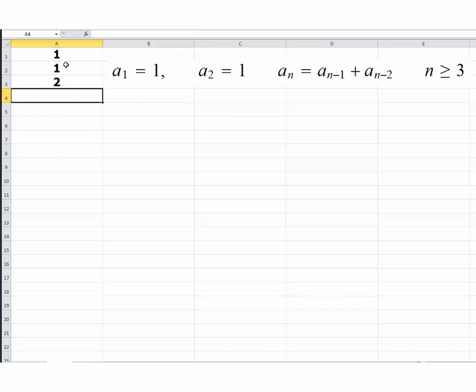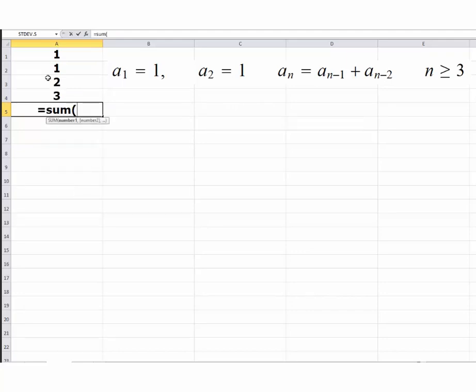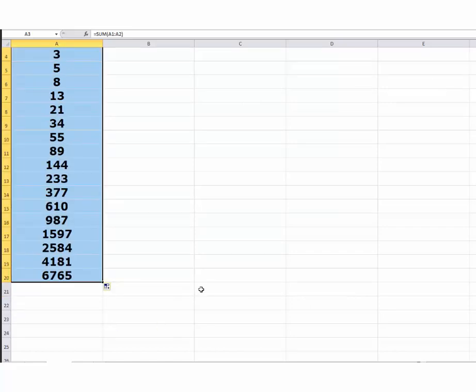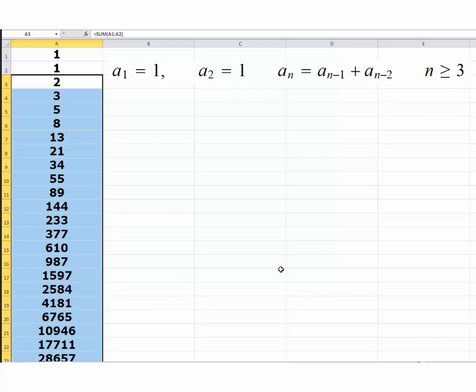So I did this. For the third term, I'm going to add the first and the second term. Then for the fifth term, I'm going to add the third and the fourth term, and that's how it progresses. And of course, you will see that this is a sequence that diverges very fast.